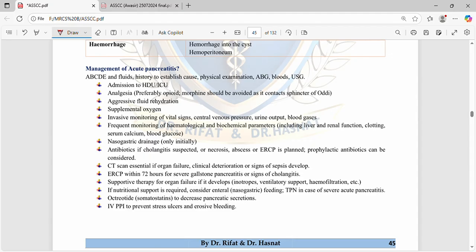History, physical examination, ABGs, bloods, ultrasound, admission in ETU, ICU, scoring, analgesia, preferably opioid. Morphine should be avoided as it contracts the sphincter of Oddi. Avoid morphine.